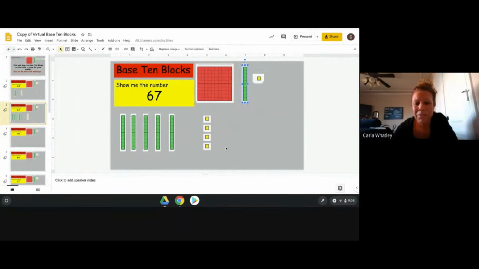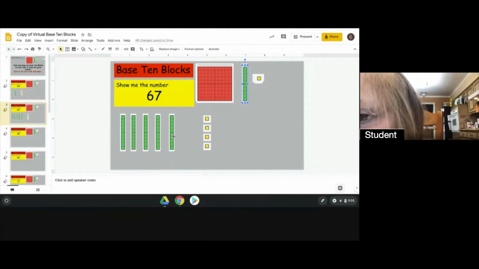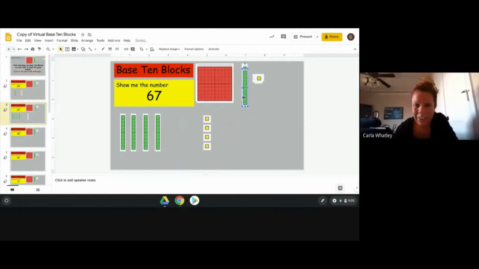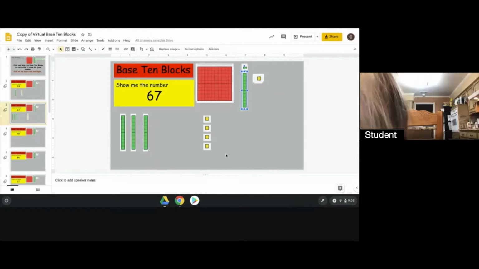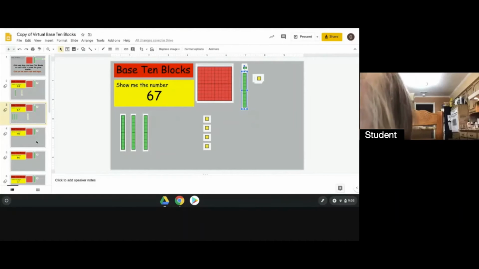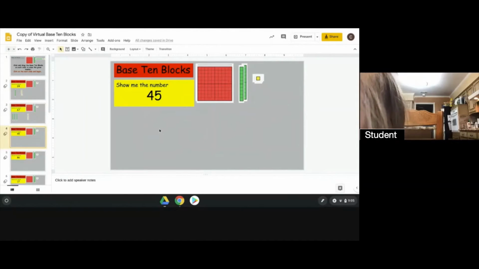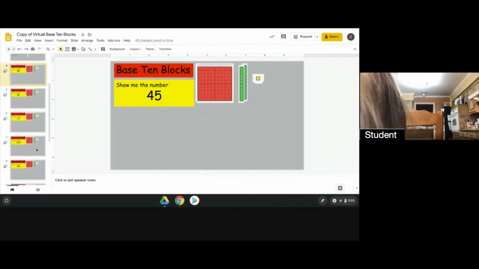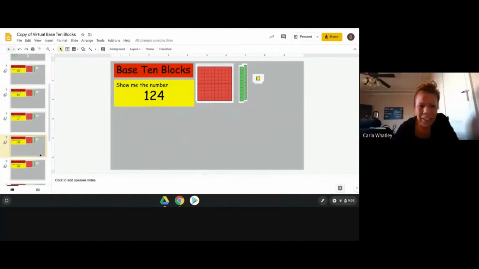So we have 54. What happens if I take away 2 more 10s? Ooh, that would be 34. Good job. Go 50, 40, 30, 34. What happens if I take away the 4 ones? What would we have left? 30. Very good. All right. Let's move to the next screen. It's so easy because of the 0. We're going to go down to a little bit harder one.